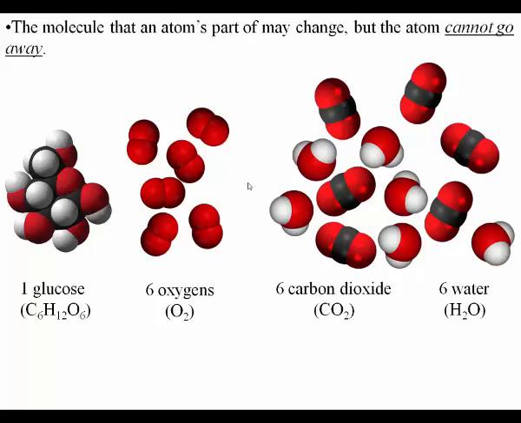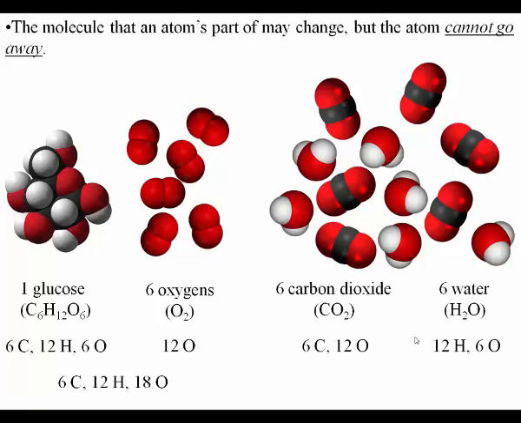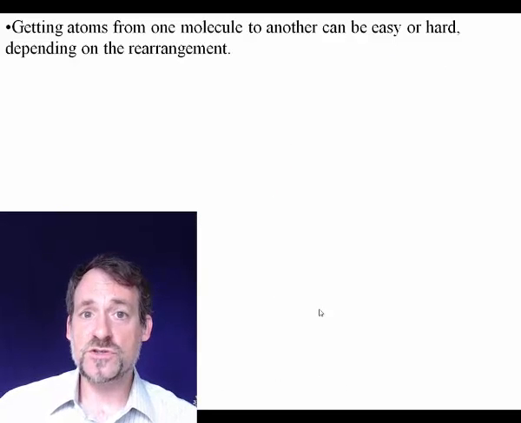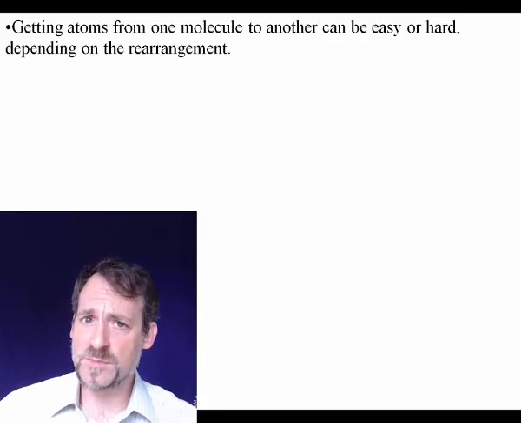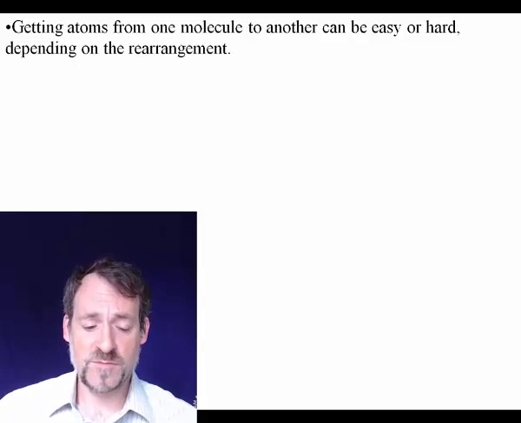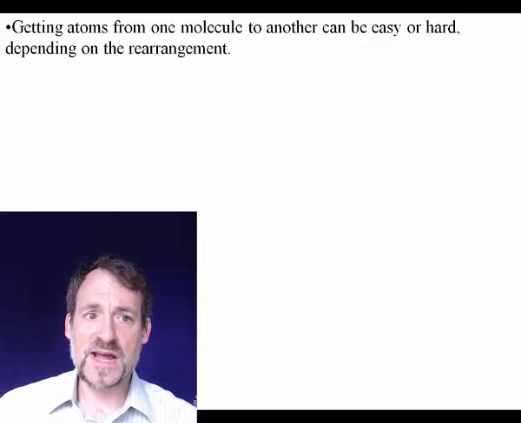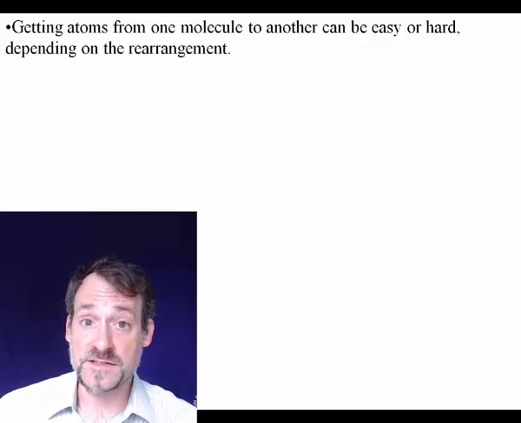But notice what's happened to the atoms in these molecules. You started out with 6 carbons, 12 hydrogens, and 18 oxygens. You end up with 6 carbons, 18 oxygens, and 12 hydrogens. It's exactly the same. It has to be. Getting atoms to move from one molecule to another can be really easy, or it can be very difficult. It's very hard to make some conversions from one type of molecule to another, and they're caused by different mechanisms.